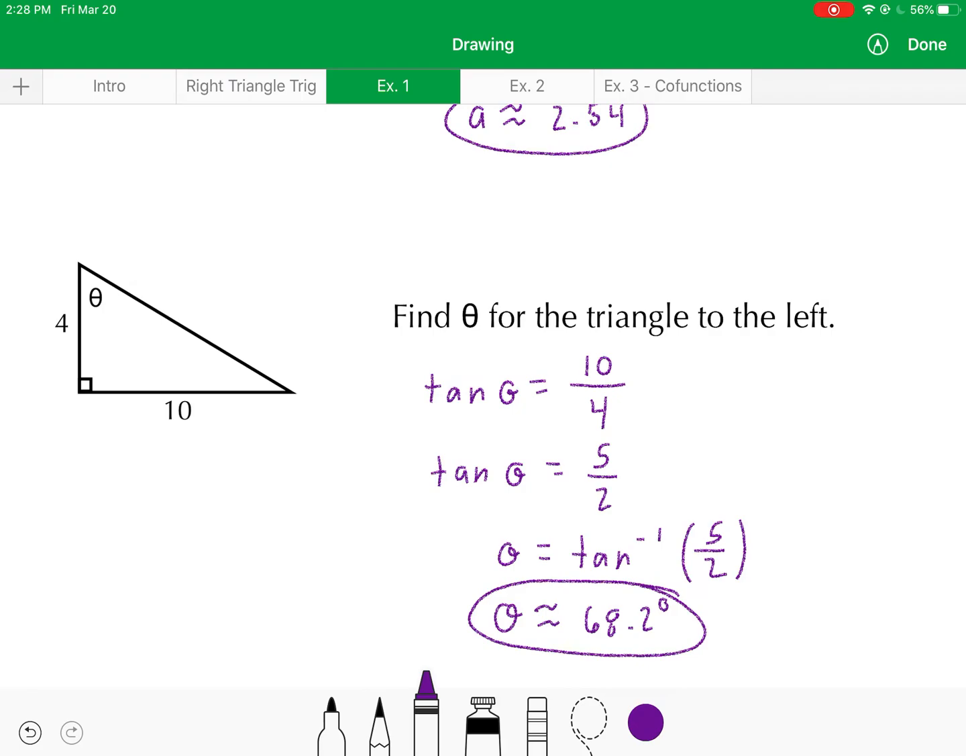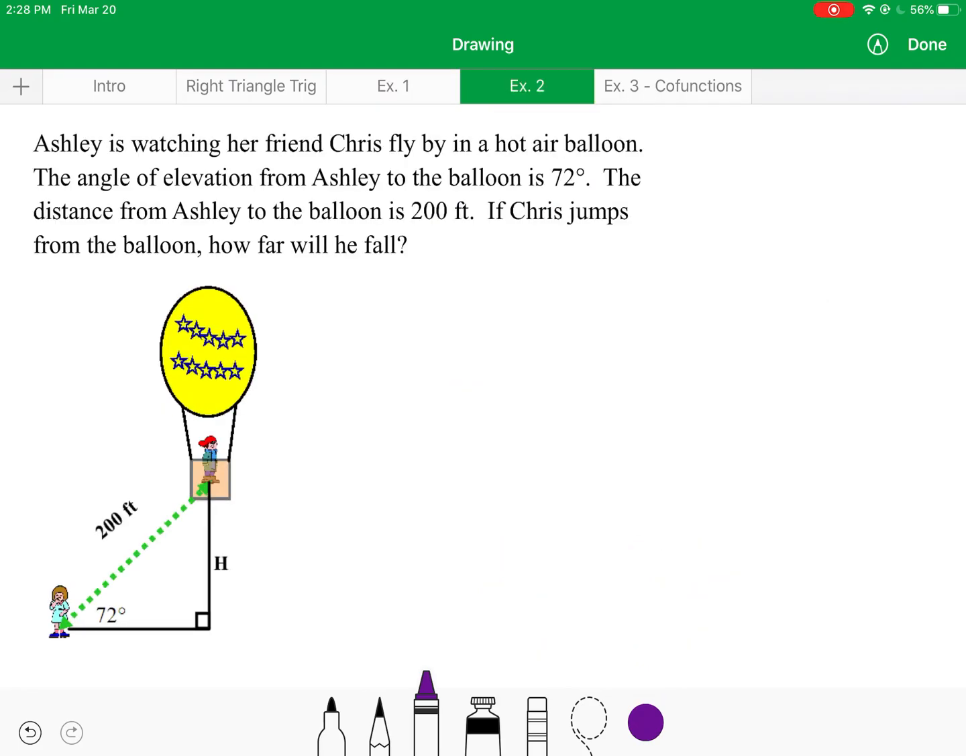Okay. All right, now let's do a little applied problem. This one's kind of for fun. Ashley's watching her friend Chris fly by in a hot air balloon. The angle of elevation from Ashley to the balloon is 72 degrees. When we say angle of elevation, that means if Ashley's standing on the ground, the angle between the ground and when she looks up at Chris is 72 degrees. That's your angle of elevation.